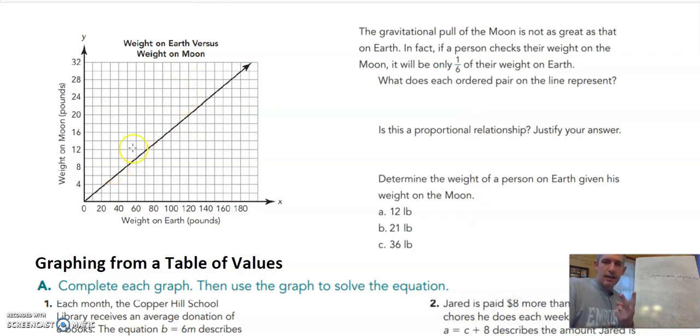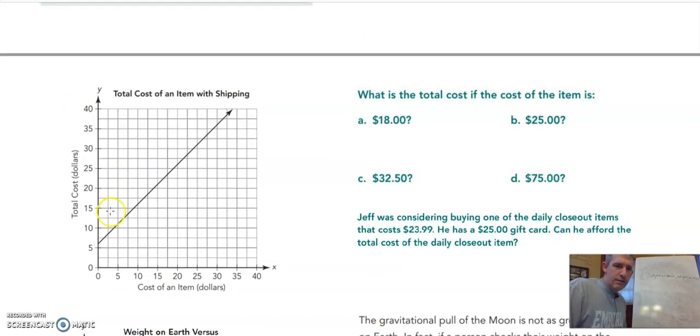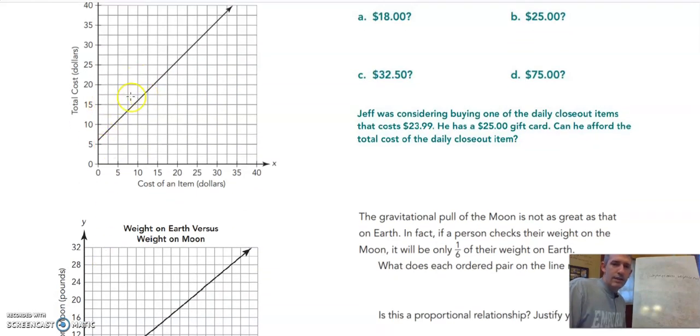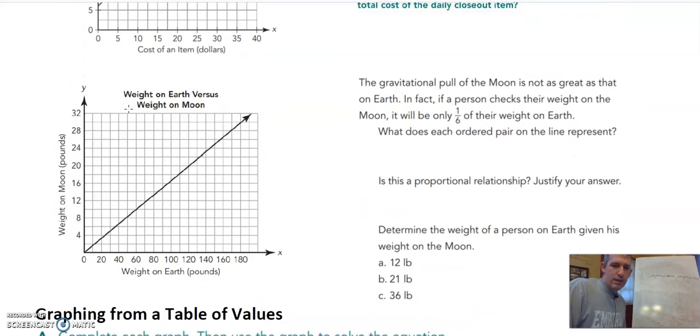Okay, this second thing, it needs to be true. It needs to go through our origin, our 0, 0. It's got to come out of that corner. Okay, look up here. This does not come out of the corner. Okay, though it's a straight line, it doesn't come out of the corner. So this one is not a proportional relationship. However, this one is. So I would say yes, because it's a straight line and it goes through the origin. Okay, determine the weight of a person on Earth given his weight on the moon.